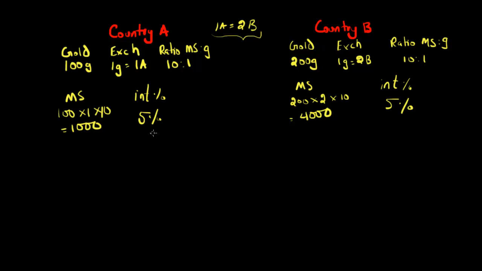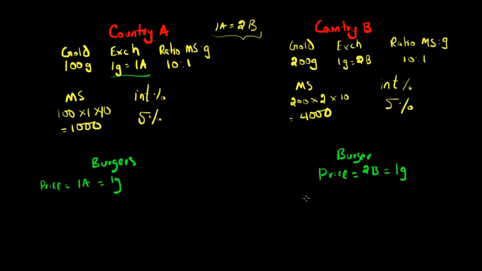both countries. In country A, burgers are manufactured and sold, we're going to assume, for a price of one country A dollar. This is the price. And this is equivalent to 1 gram of gold because of this exchange rate over here. In country B, they also make burgers, but the burgers aren't the same as country A burgers. They're a little bit different, but the price is equivalent, meaning that they each cost 2 country B dollars, which is equivalent to 1 gram of gold.